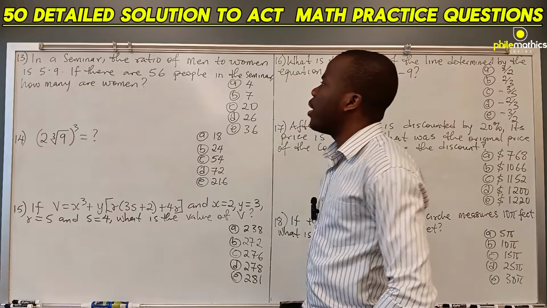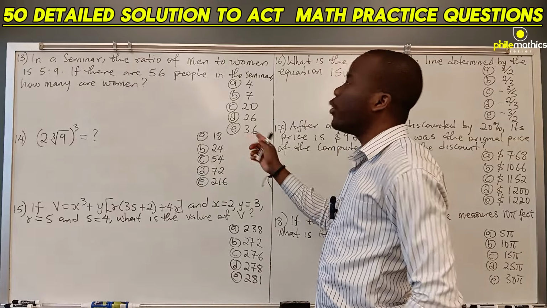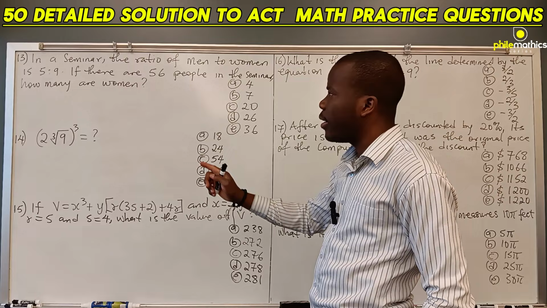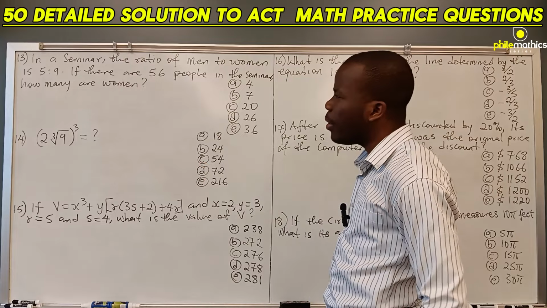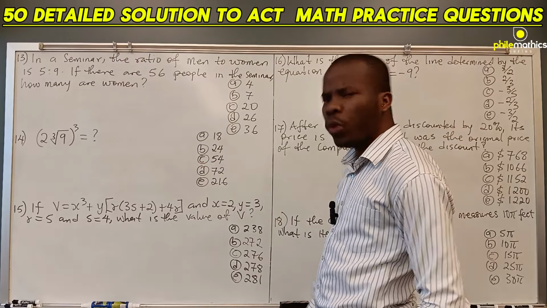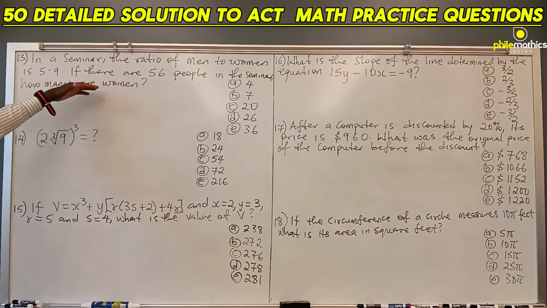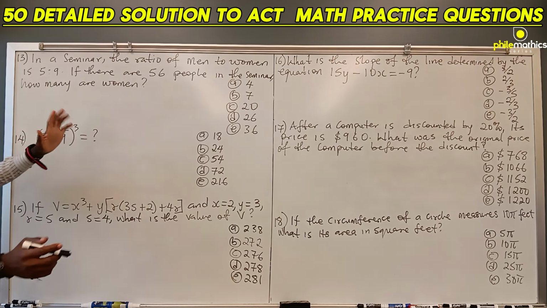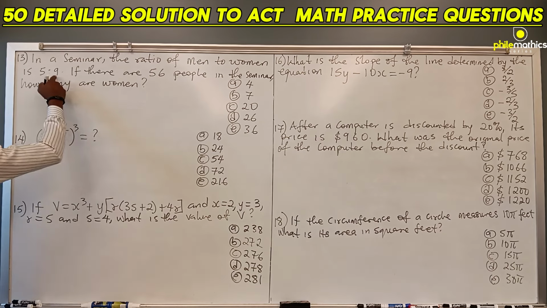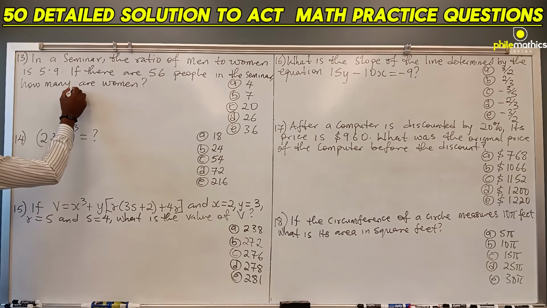Question 13 says, in a seminar, the ratio of men to women is 5:9. If there are 56 people in the seminar, how many are women? So, since this is a ratio, we'll take the ratio of women to the sum of their ratio times 56. That's all. So, the number of women is 9. So, it will be 9 over 5 plus 9 times the total number of people in the seminar.